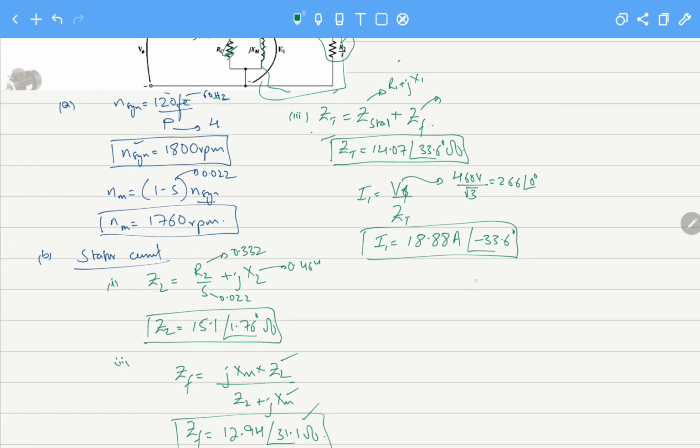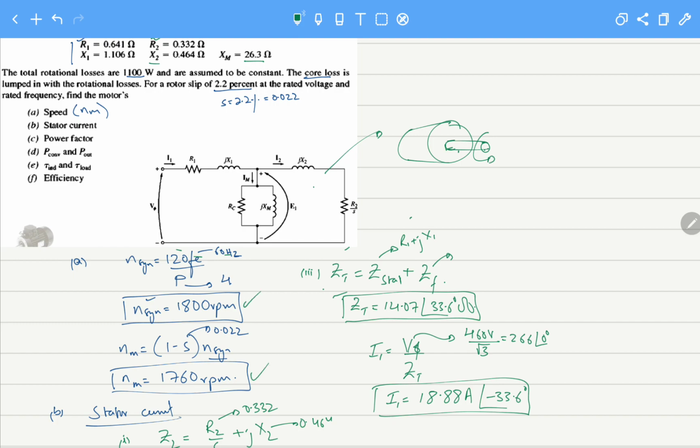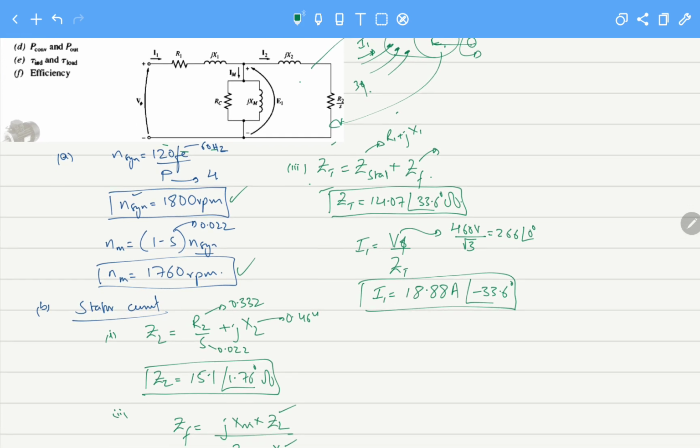So this is the current that is being drawn. What is this current? The circuit that we have solved here represents a motor which is rotating at 1760 rpm, and it was connected to a three-phase supply. So the current that is entering the machine is I1. We have calculated this current I1 by using the equivalent circuit of this motor, which is given here.